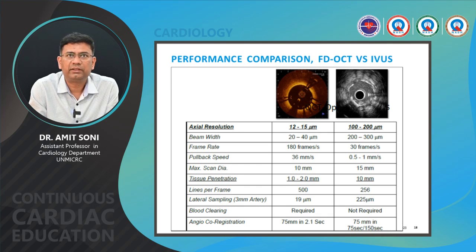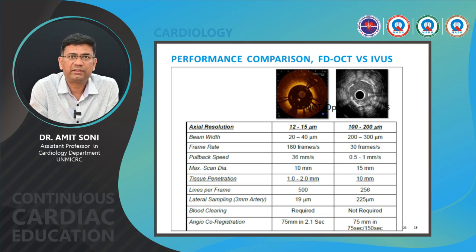Axial resolution in the case of OCT is 12 to 15 micrometer as compared to 100 to 200 micrometer in IVUS. Beam width is 20 to 40 micrometer in OCT, and 200 to 300 in IVUS. Frame rate is 180 frames per second compared to 30 frames per second. Pullback speed is 36 millimeter per second as compared to 0.5 to 1 millimeter per second in IVUS. Maximum scan area diameter is 10 millimeter as compared to 15 millimeter in IVUS.